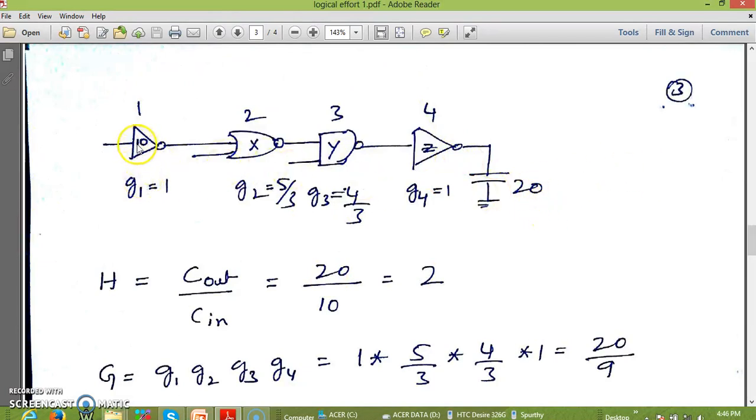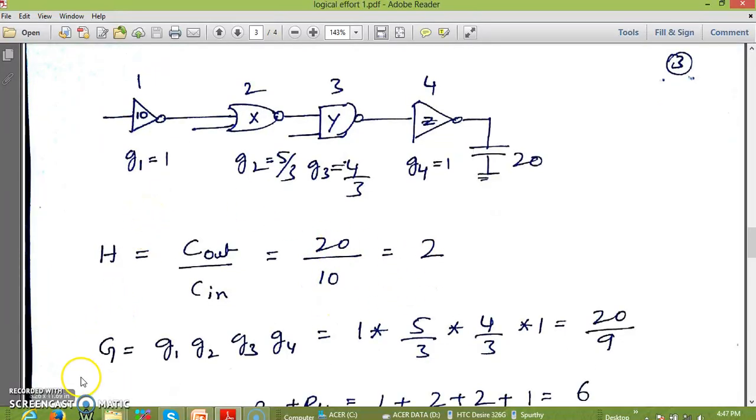Now we know that this is the inverter of size 10 here. Since an inverter of unit size is going to have a capacitance of 1 unit, here it is 10, so we're going to have an input capacitance of 10 units here. Since the output capacitance is 20 units, overall H, the electrical effort of this entire path, is given by C out divided by C in, which is 20 by 10, equal to 2.